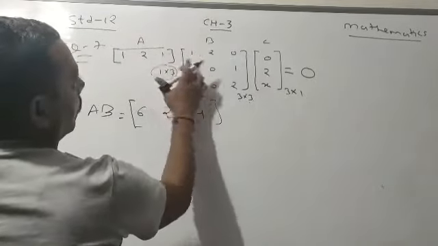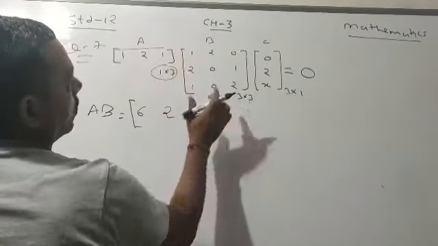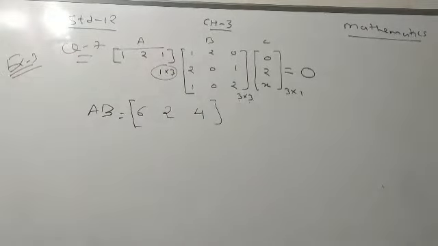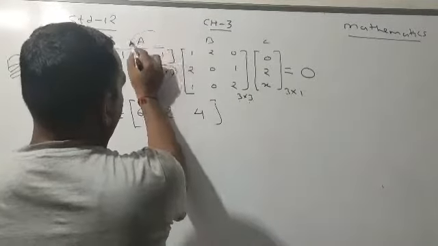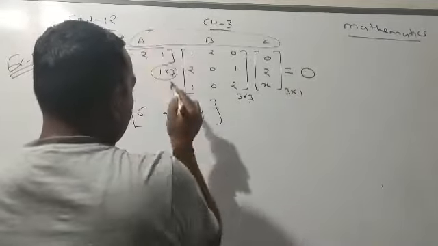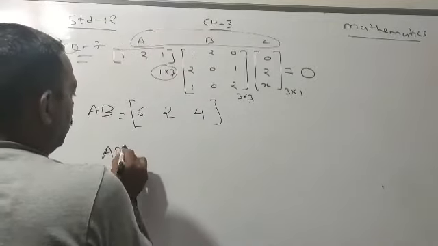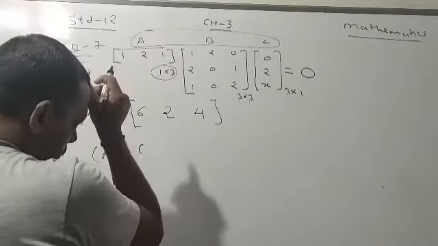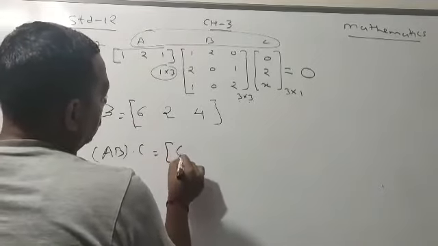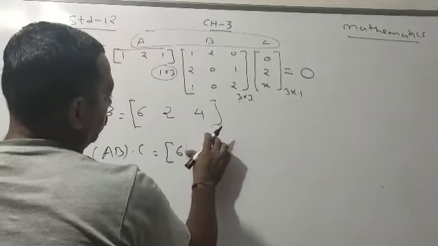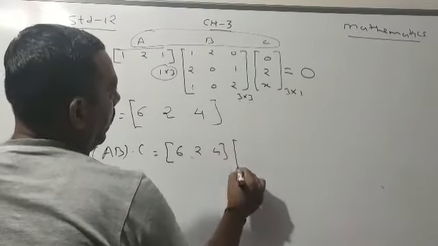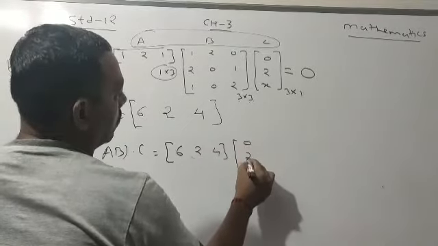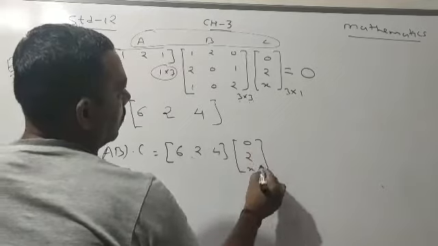0 plus 2 ones are 2, plus 2 ones are 2. So this way we get the answer of AB is 6 2 4. Now our answer for ABC: we will write AB and then C. So AB means 6 2 4, and C means 0 2 X.